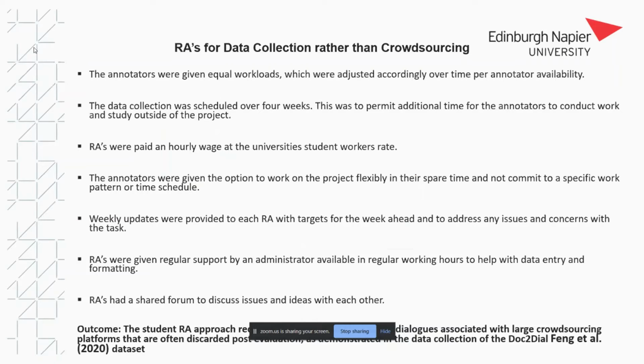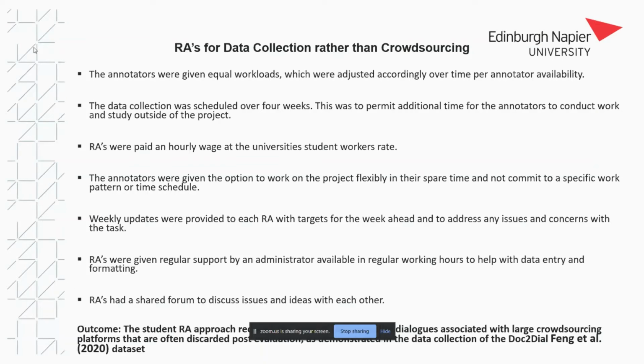The annotators were given equal workloads, which were adjusted accordingly over time per their ability. The data collection was scheduled over 4 weeks. This was to permit the research assistants additional time for study and work outside the project. They were paid an hourly wage at the university's student worker rate. They were given the option to work flexibly in their spare time and not commit to a specific work pattern or schedule. They were provided weekly updates with targets, and they were also given regular support by an administrator. And they also had a shared forum to be able to discuss issues and ideas with each other.